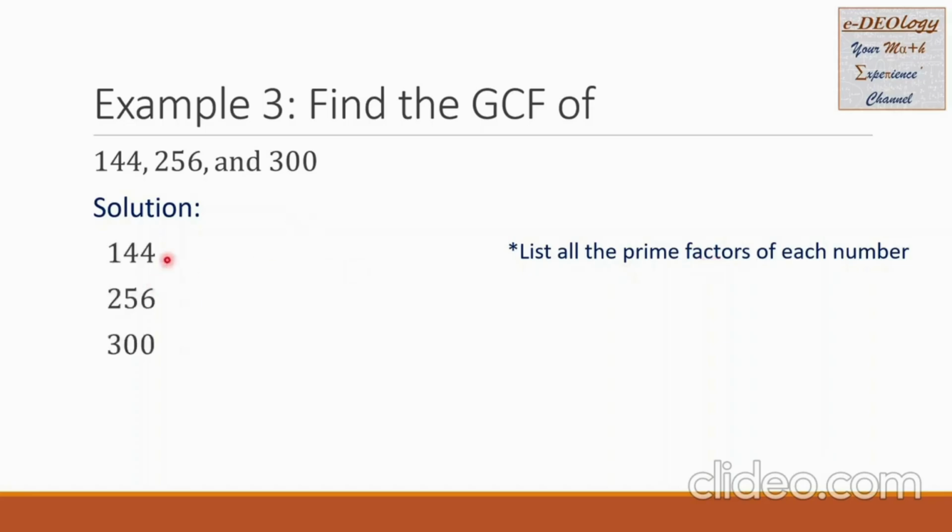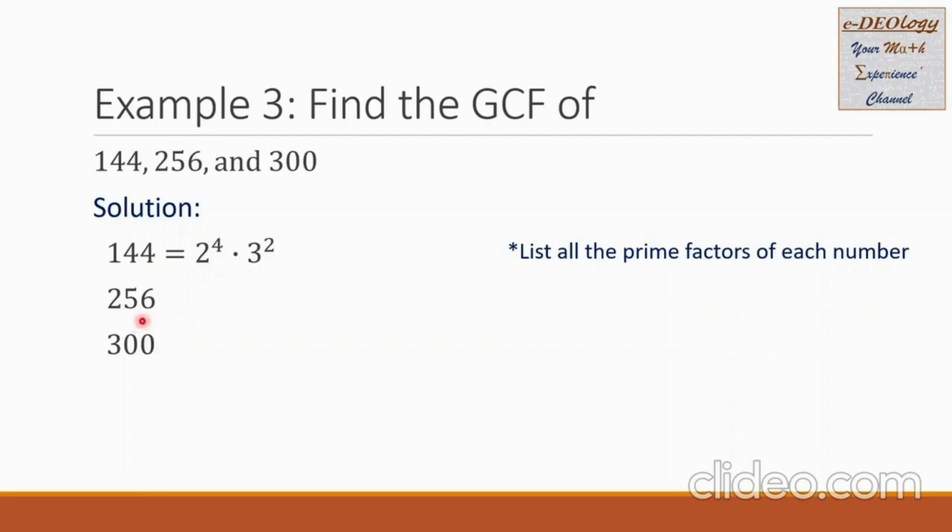Example 3. Find the GCF of 144, 256, and 300. Let us list all the prime factors of each number. We have here big numbers, so for our prime factors, we're going to use exponents. Let's begin with 144, and the prime factors are 2 and 3, the number 2 with power 4 and the factor 3 with exponent 2.